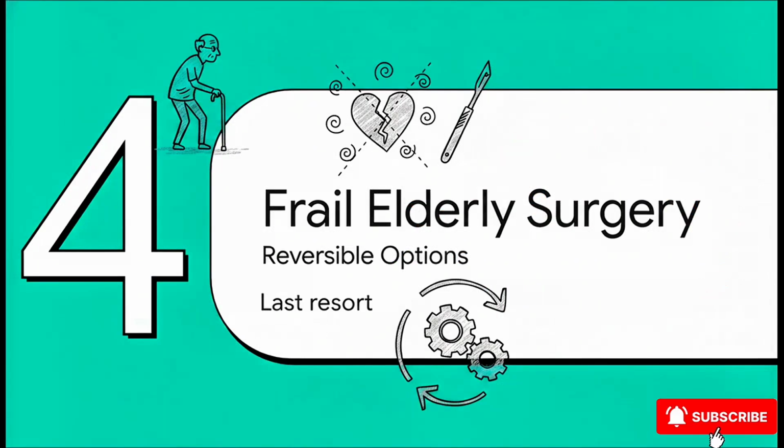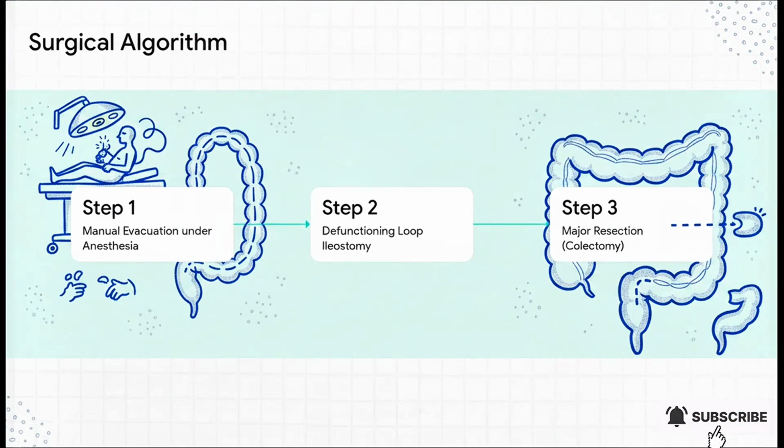Section 4. Frail elderly surgical considerations. Prioritizing reversible options. It's a sad reality, but fecal impaction disproportionately hits the elderly. And for frail older patients with a bunch of other health issues, major abdominal surgery is incredibly dangerous. So, when surgery is the only option left for these vulnerable patients, we follow a very strict algorithm to minimize harm. Step 1 is always the safest first move: controlled manual evacuation in the operating room under anesthesia.